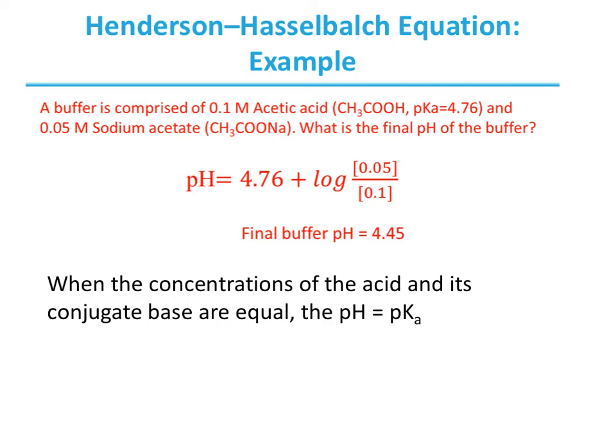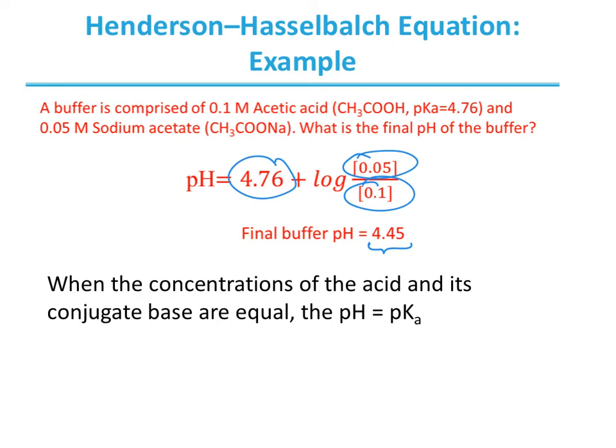Let's try an example using this equation. Suppose that you have a buffer comprised of 0.1 molar acetic acid, which has a pKa of 4.76, and 0.05 molar sodium acetate, the conjugate base. What is the final pH of the buffer? So in the lab, you would go in and actually mix these things together to make a buffer. So the final pH, you would take the pKa plus the log of the concentration of the acetate divided by the concentration of the acetic acid. And when you solve for pH, you get a value of 4.45.